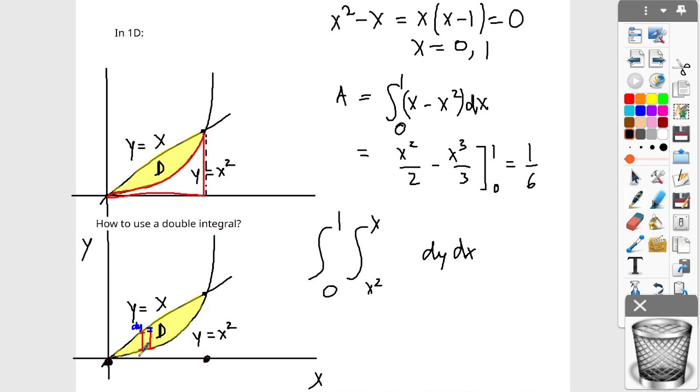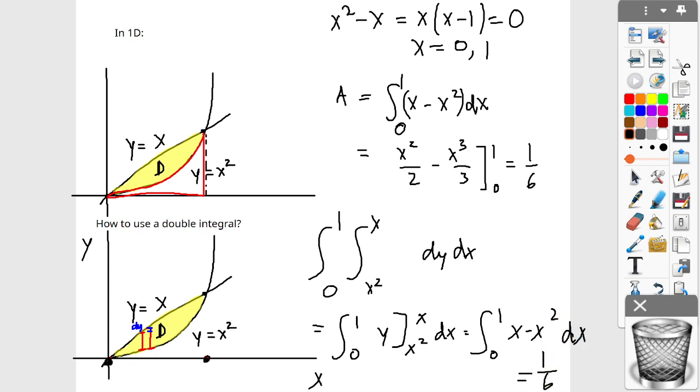First of all, we add up all of the lengths from the bottom function to the top function to get those lengths of the lines, and then we add all of those lines from left to right to get the area of the region. And what will that give you? That will give you the integral from 0 to 1 of y evaluated from x squared to x dx, which is equal to the integral from 0 to 1 of x minus x squared dx, and that gives you the exact same answer. You might say that this is a little bit of a stretch, it's a little bit harder to evaluate it like this, but once we get to more complicated regions, you will see why this is a better method.